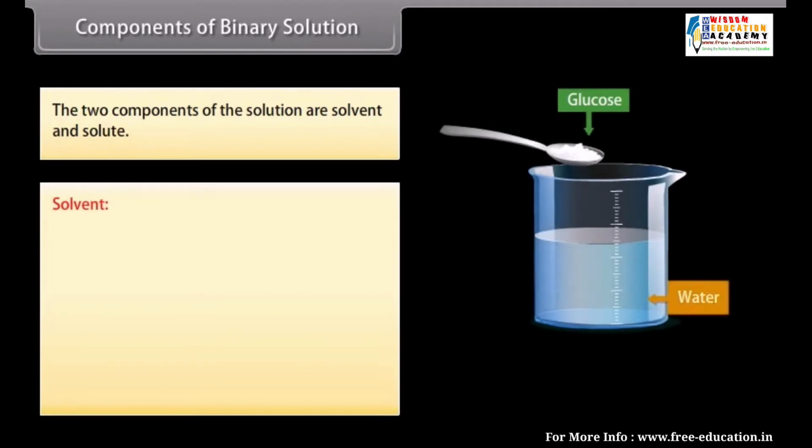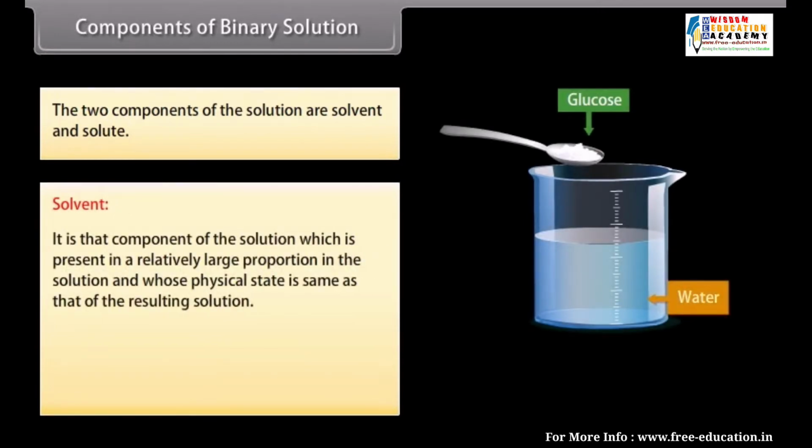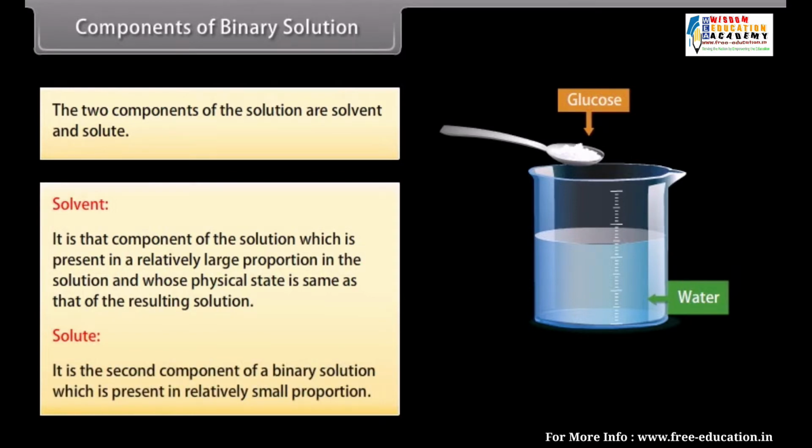Solvent. It is that component of the solution which is present in a relatively large proportion in the solution and whose physical state is same as that of the resulting solution. Solute. It is the second component of a binary solution which is present in relatively small proportion.